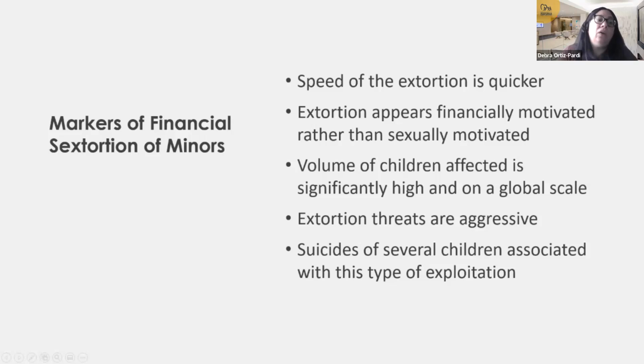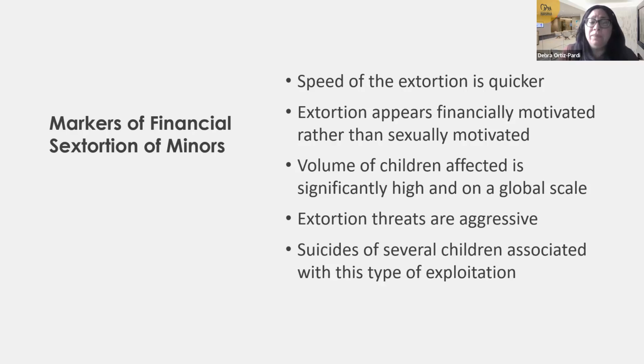Okay, so what we know with financial sextortion is it can happen much quicker than the traditional sextortion of trying to gain imagery from a minor. And it's happening on a very, very large scale. Oftentimes, these sextorters are located outside of the country, and they're reaching out to children in the United States. They can be very aggressive, so it can happen quicker. It happens very soon after initial contact.